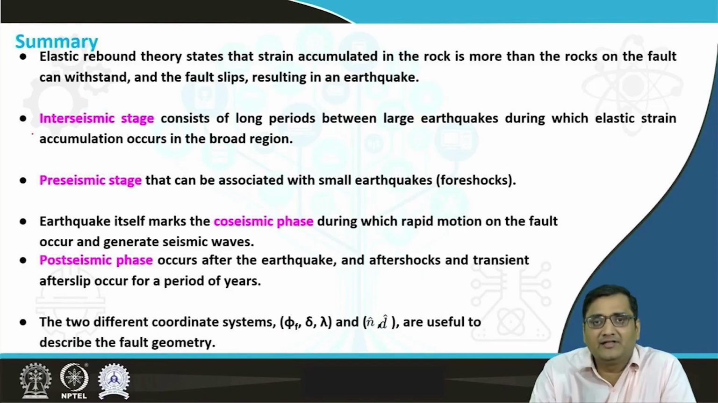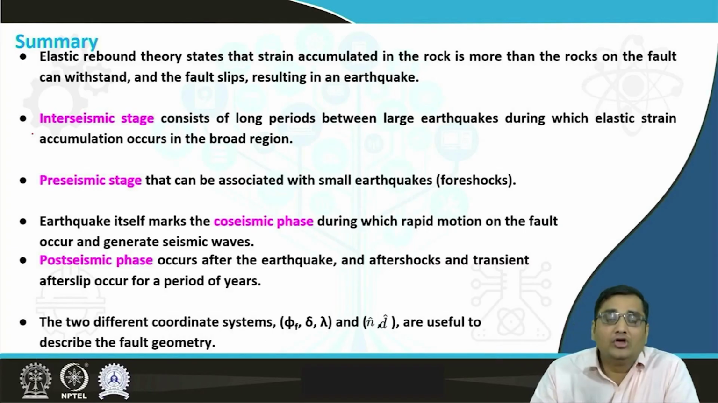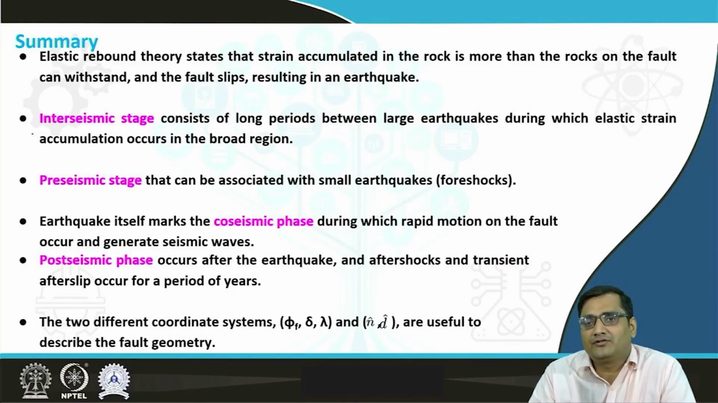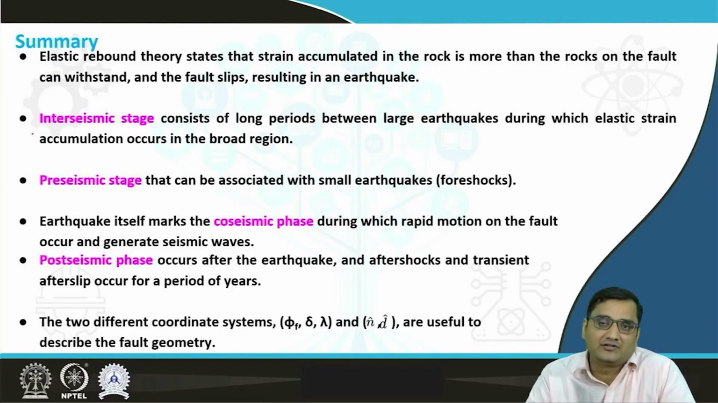The interseismic stage makes up most of the seismic cycle, and it consists of the long period between 2 large earthquakes during which elastic strain accumulation occurs in the broad region. Pre-seismic stage consists of the foreshocks or small earthquakes, and the co-seismic phase is the earthquake itself, where rapid motion on the fault occurs and generates the seismic waves. Post-seismic phase occurs after the earthquake, when the aftershocks happen, and the transient afterslip occurs for a period of years.